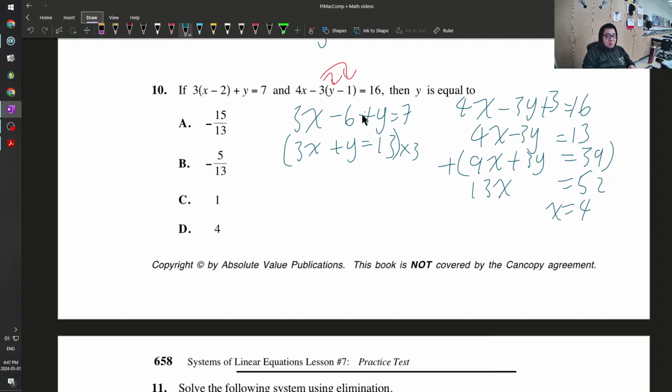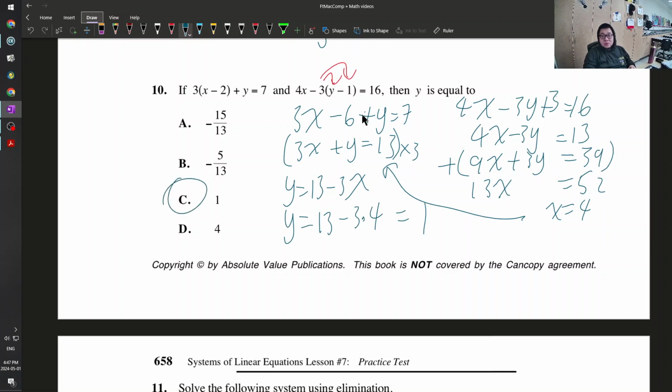Now plug it back into this step to find out what y is. So again, subtract both sides by 3x, we get y is equal to 13 minus 3x. Y is equal to 13 minus 3 times 4, which is equal to 1. So 10 is C. 11.